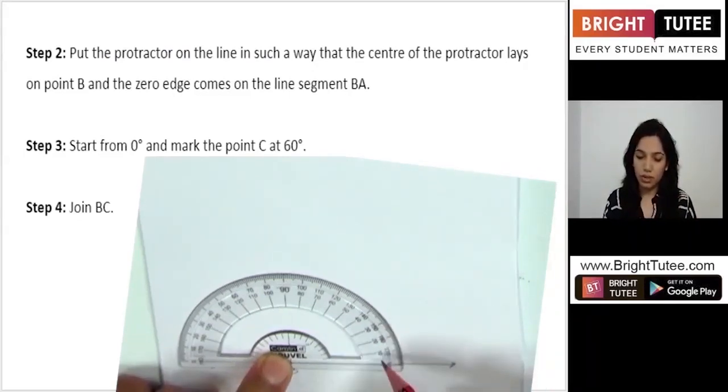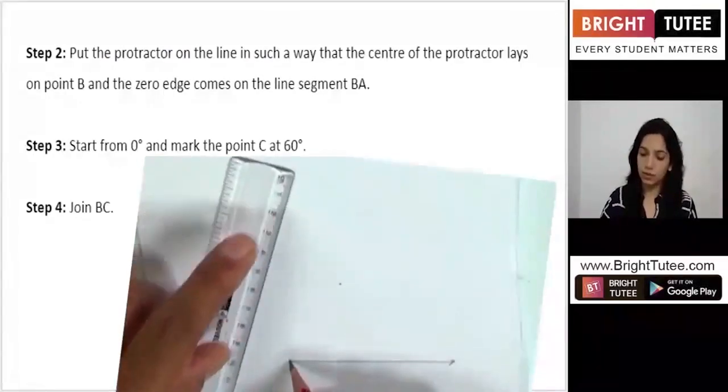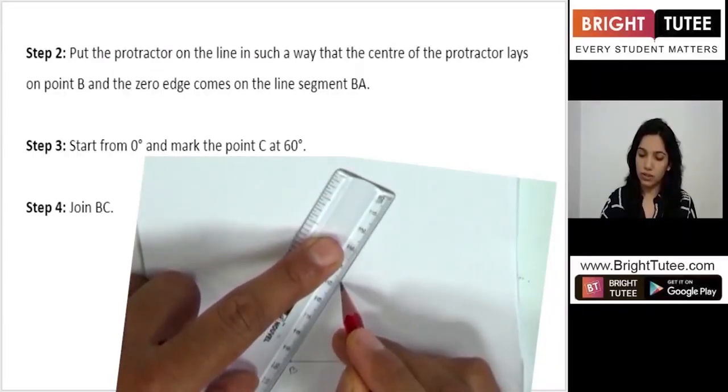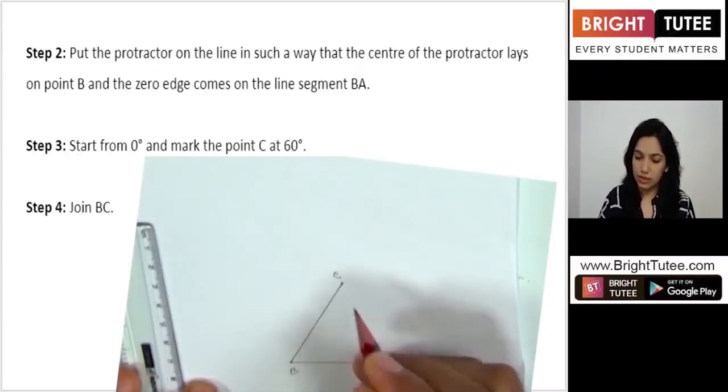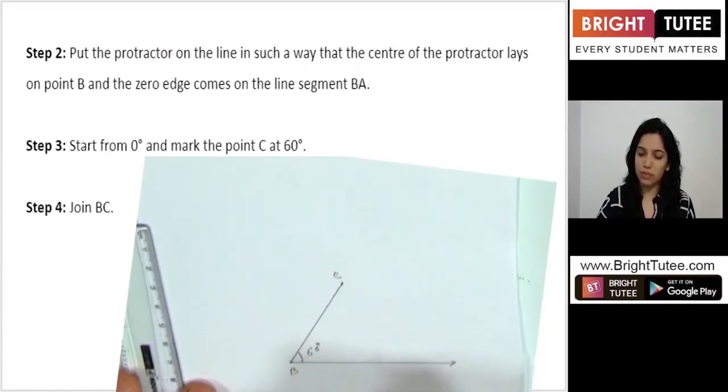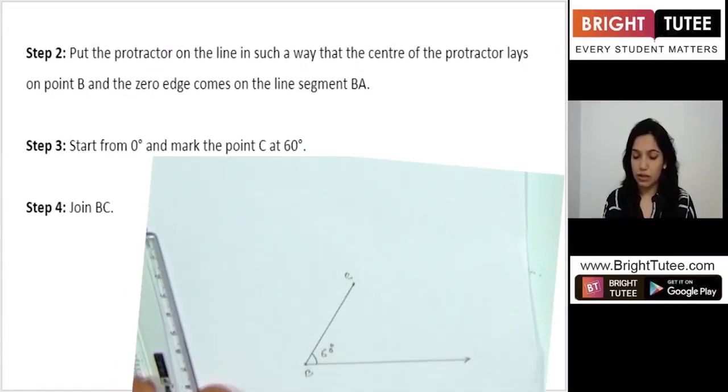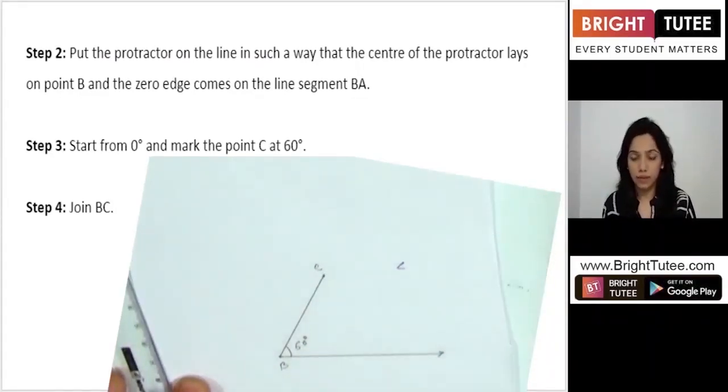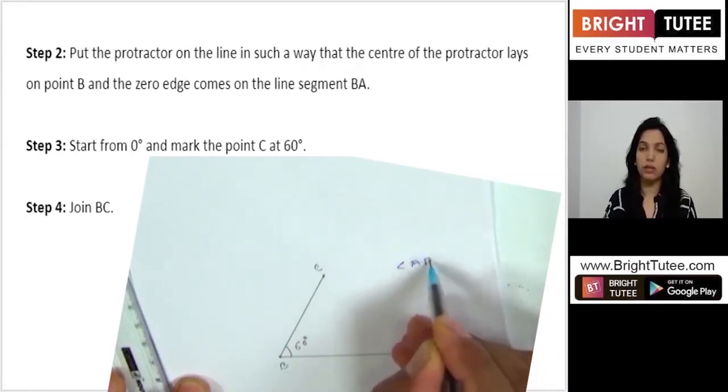Now start from 0 degree where you see and mark a point C at 60 degrees. So here you will mark a point C where you see 60 degrees. See, here it is 60 degrees. You mark a point C over there. Then just remove the protractor and join this point B to the point C. And you will observe that you have got an angle of measure 60 degrees. And what is the angle? The angle is angle ABC, right?